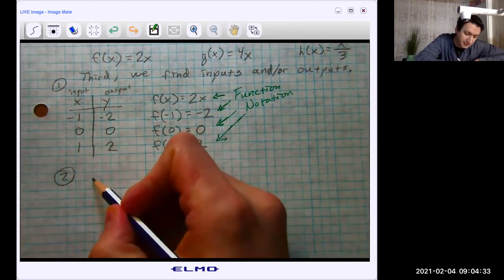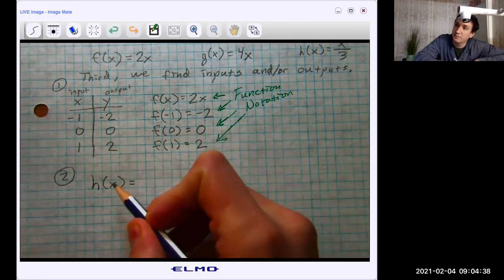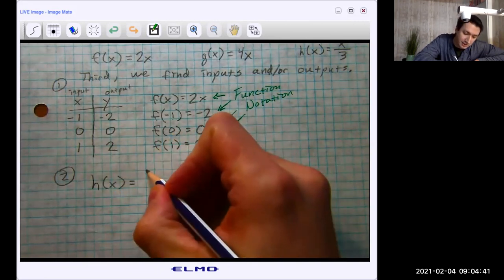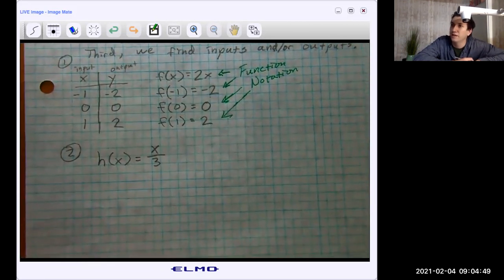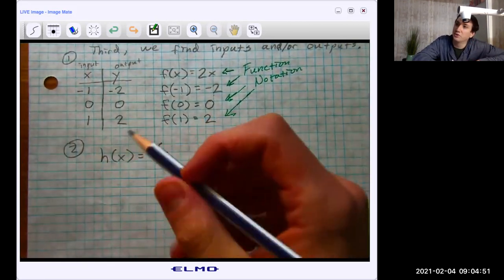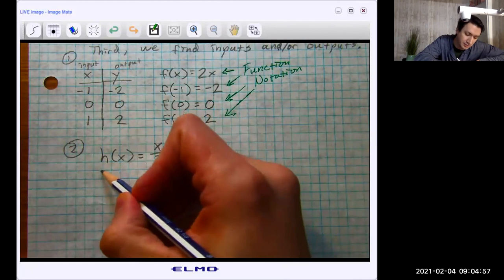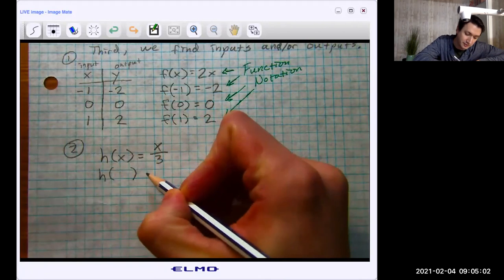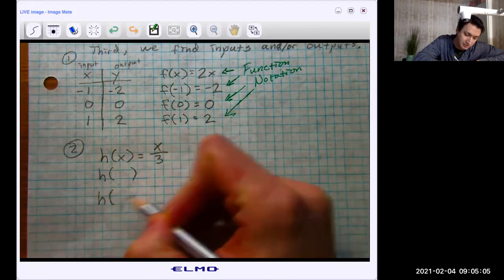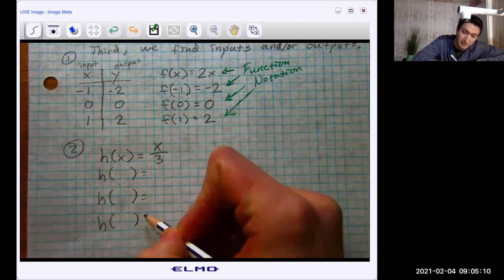First, I say what my function is. I say I'm using function h, and it takes x's as inputs. And the rule is we're going to divide the x by 3. And then I'm going to kind of run through a table in my head, and I'm going to do a bunch of different inputs. So I'm going to start to write it first. I'm going to take function h, put some number in, and we'll see what comes out. And I'll do it again, and then one more time.